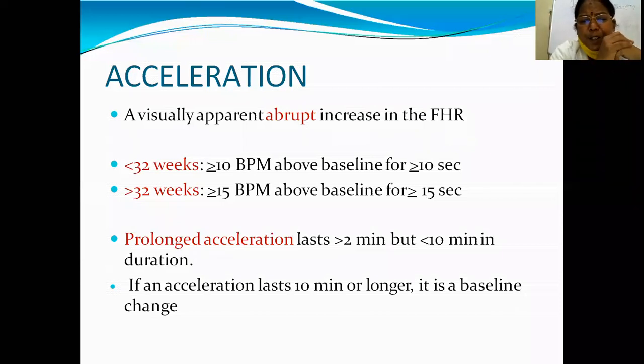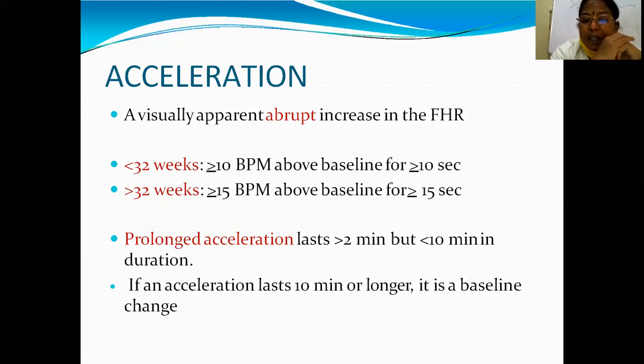So what is acceleration? It is an abrupt increase in the fetal heart rate. In fetuses less than 32 weeks, it is more than 10 beats per minute above the baseline for more than 10 seconds. There should be acceleration, that is normal. If the fetus is more than 32 weeks, there should be at least an acceleration of more than 15 beats per minute from the baseline, which lasts for more than 15 seconds. That is called normal.